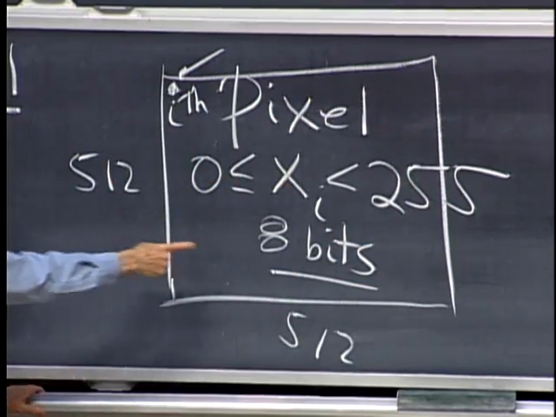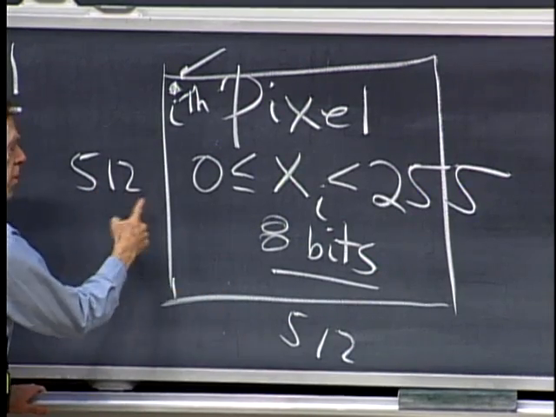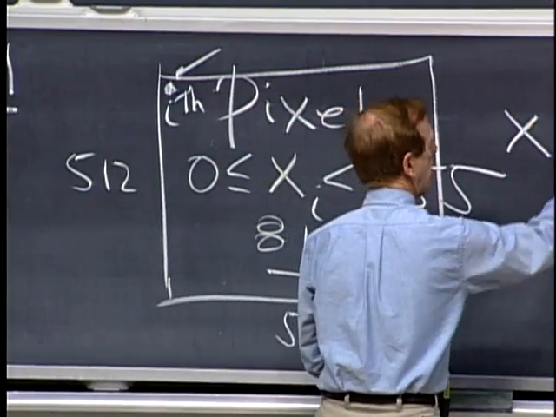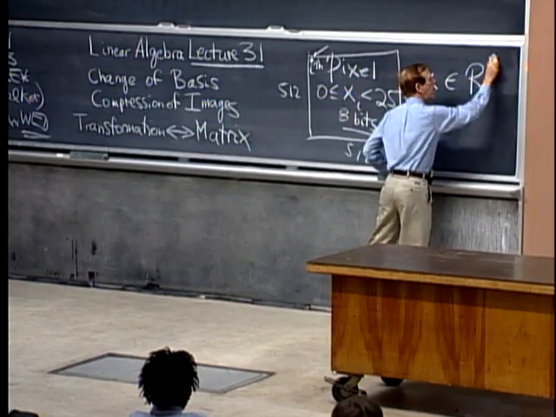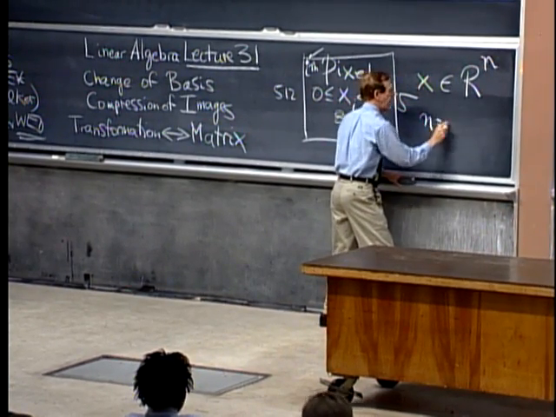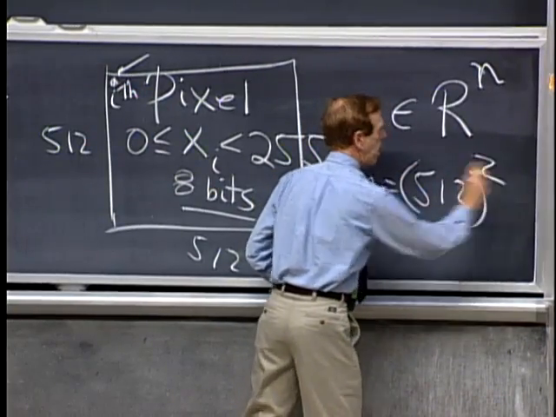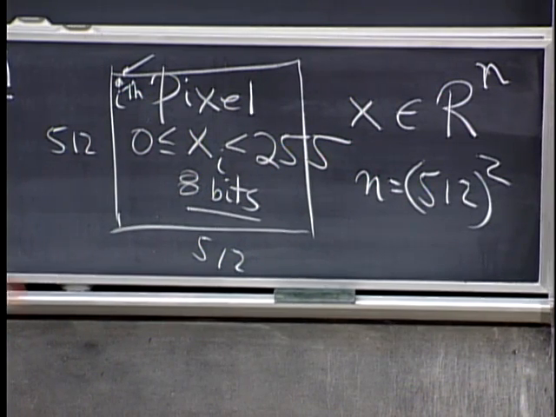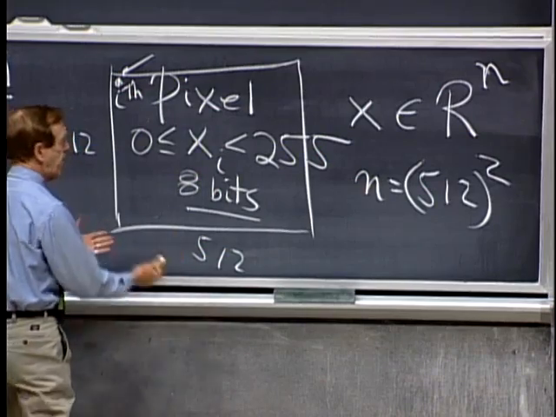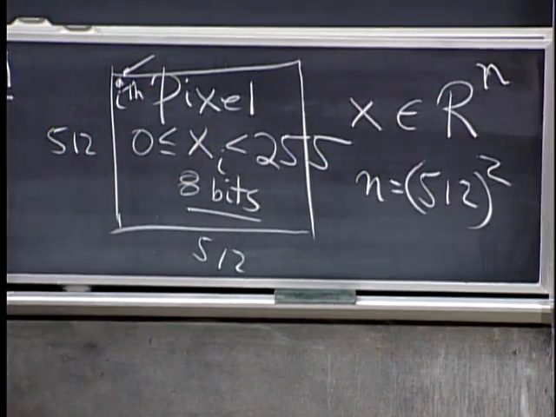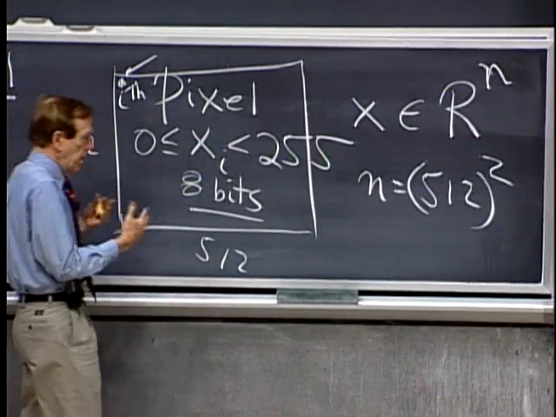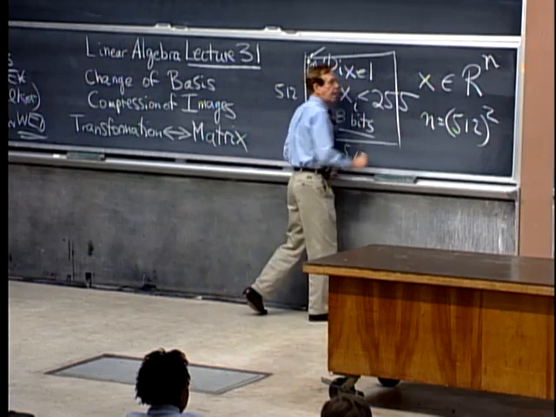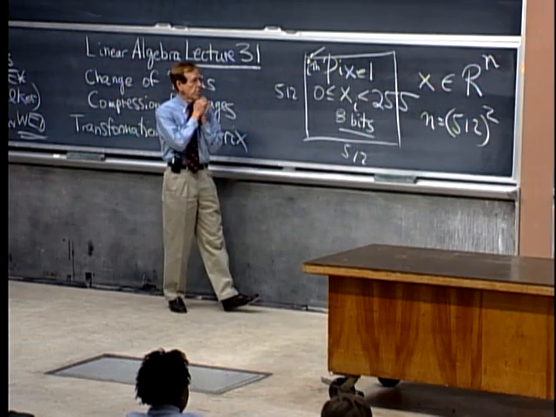But then we have that for every pixel. So we have 512 squared pixels. We're really operating, x is a vector in R^n. But what is n? n is 512 squared. That's our problem right there. A pixel is a vector that gives us the information about the image. The image that comes through is a vector of that length. That's the information we have about the image.